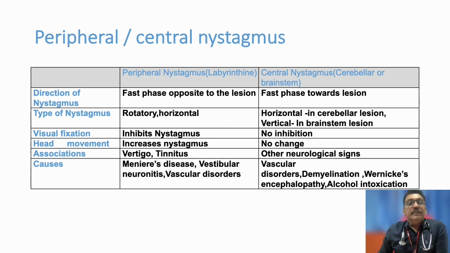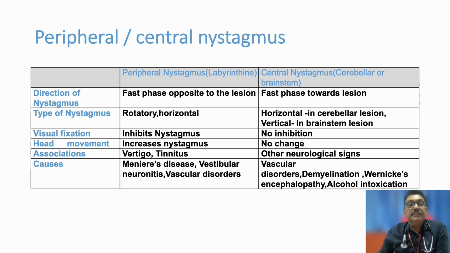Now, when we have a nystagmus, we have to see whether it's a central nystagmus or peripheral nystagmus. That is also very important. Direction of nystagmus: fast phase opposite to the lesion in peripheral nystagmus, fast phase towards the lesion in central nystagmus. Type of nystagmus: it is rotatory or horizontal in the peripheral nystagmus; horizontal in cerebellar lesion, vertical in brainstem lesions in central nystagmus. Visual fixation inhibits nystagmus. No visual fixation can inhibit nystagmus in central nystagmus.